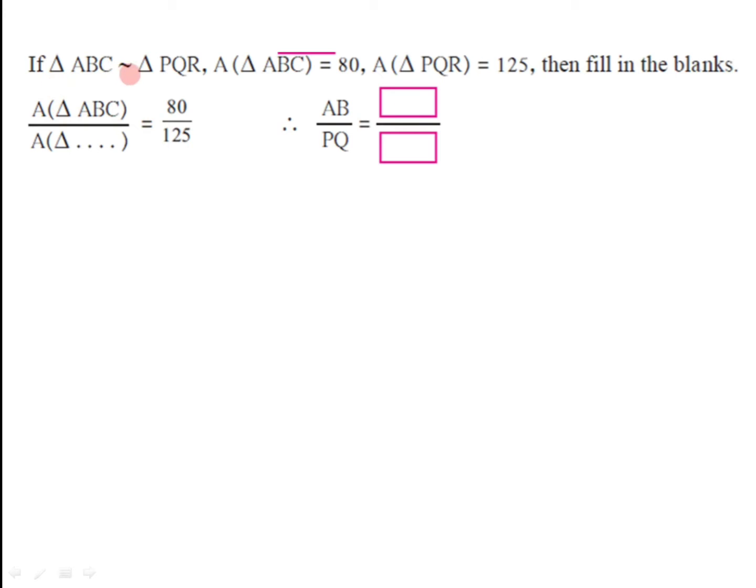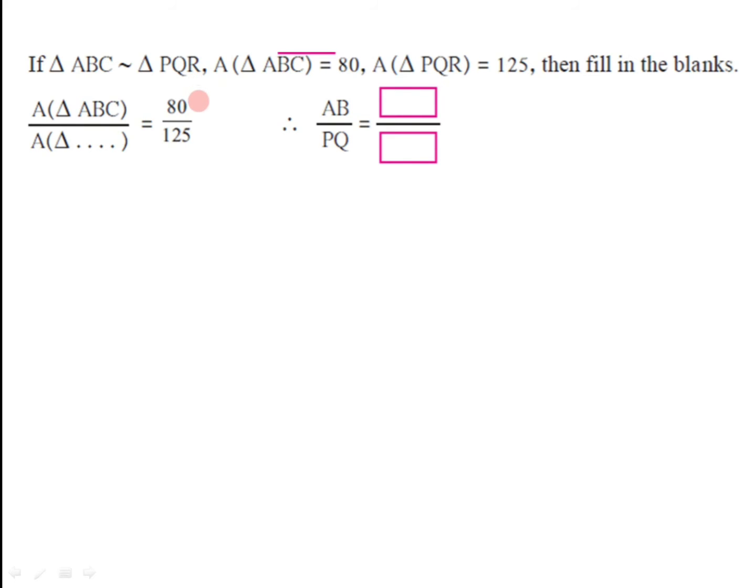Let us have another question. If triangle ABC is similar to triangle PQR, it's given. Area of triangle ABC is given to be 80 square units. Area of triangle PQR is given to be 125. Then fill in the blanks. Now here we have to find area of triangle ABC divided by area of triangle PQR is equal to 80 divided by 125. That's given. And from that we have to find AB divided by PQ. So to find these values, we have to solve this question. We'll start with the given, that is triangle ABC is given to be similar to triangle PQR.